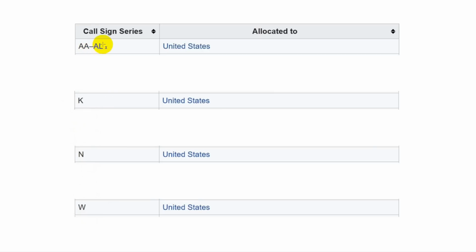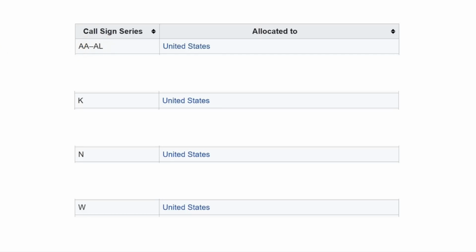Now, AA call signs, you have to be an Amateur Extra to get them, and you can get something like AA0W or AB0QSY, whatever. You know, you can get a combination of them that you may want.